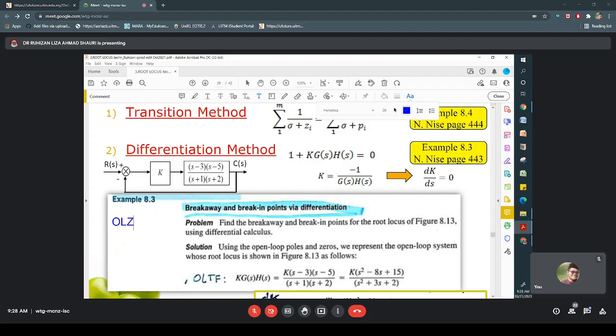Okay, so big. Let me make it smaller. I hope that we can still view. Yeah, s equals 3 and 5. And then for the open loop poles, you have s equals minus 1 and minus 2.